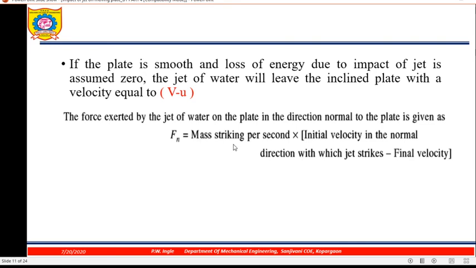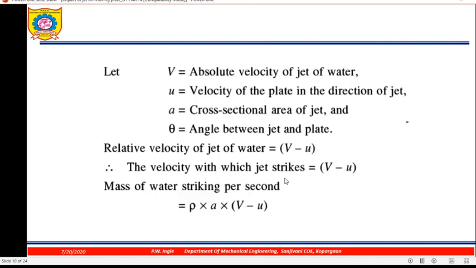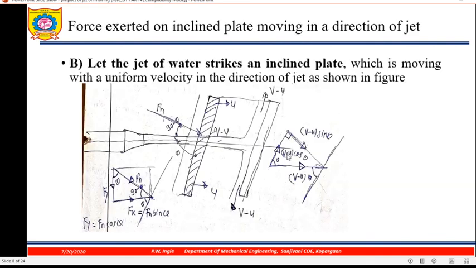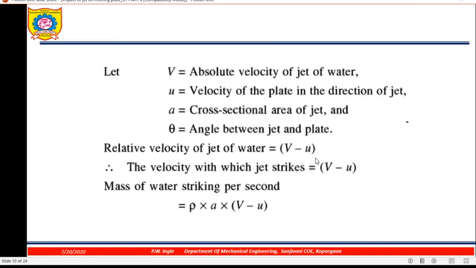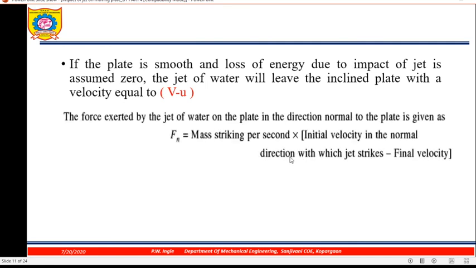Now what is the Fn component? By applying the impulse momentum principle, it is mass striking per second times (initial velocity in the normal direction minus final velocity in the normal direction). So it is rho A (v minus u) times (v minus u) sin theta. Here you see, this is the normal component, (v minus u) sin theta. So therefore you are getting rho A (v minus u) square sin theta.